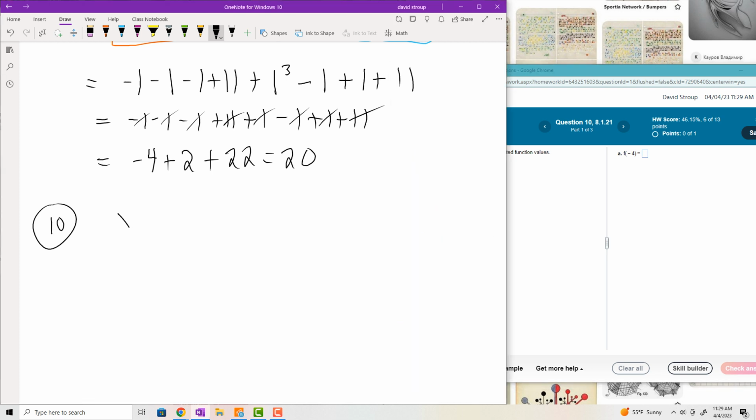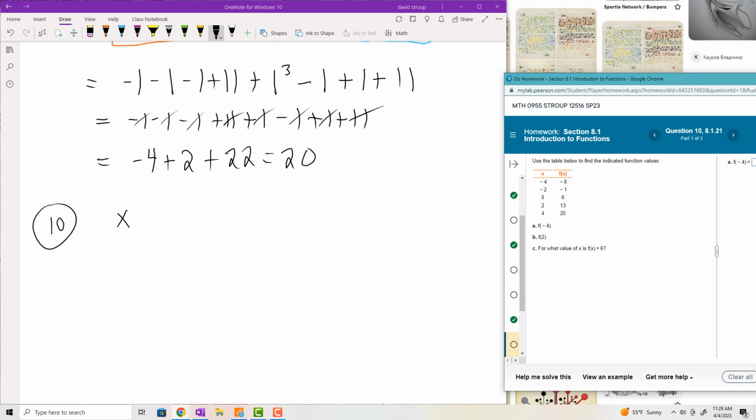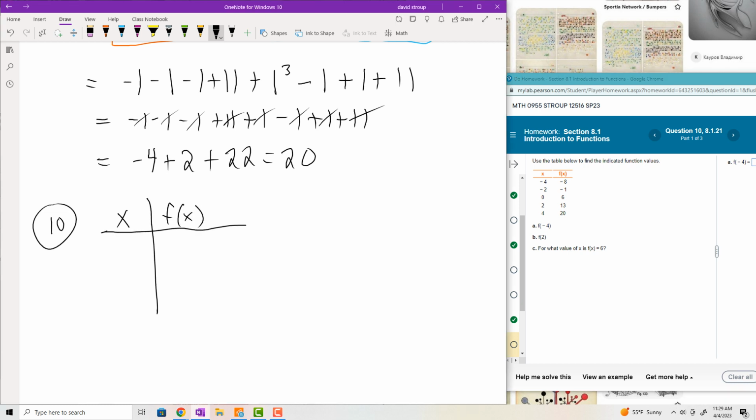So you have a table. I'll move this over so you can see it. You have x and then f of x. So the x values are negative 4, negative 2, 0, 2, 4. And then on the f of x, the outputs, negative 8, negative 1, 6, 13, and 20. And then they ask questions, and you just use the chart to answer them.